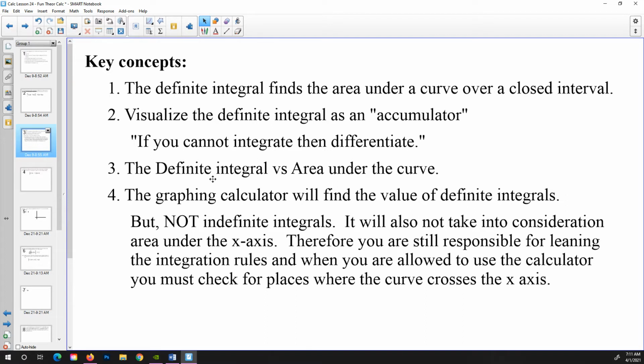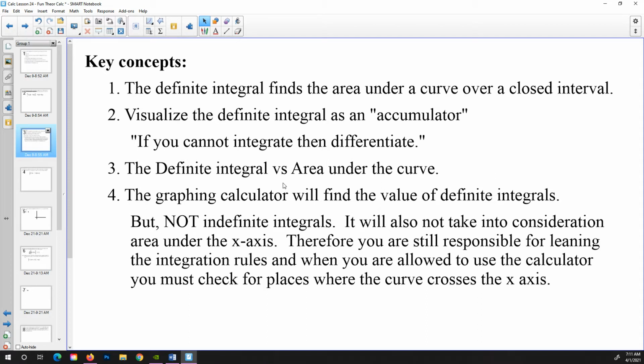The definite integral versus the area under the curve. Remember, the definite integral calculates the area between the curve and the x-axis. So if it goes below the x-axis, the definite integral counts that as minus area. And so if they ask you to find the area between the curve, you may have to break it up into parts.